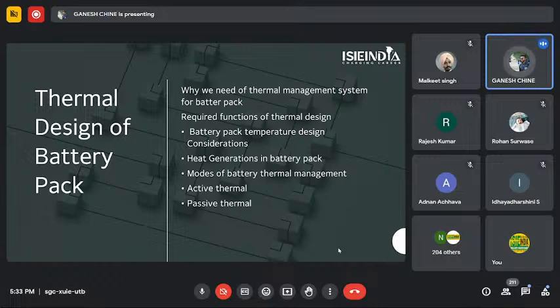Then we go with what are the requirements of required function for thermal design. While designing the thermal system, we first consider compactness, which means that the battery thermal system will be compact.